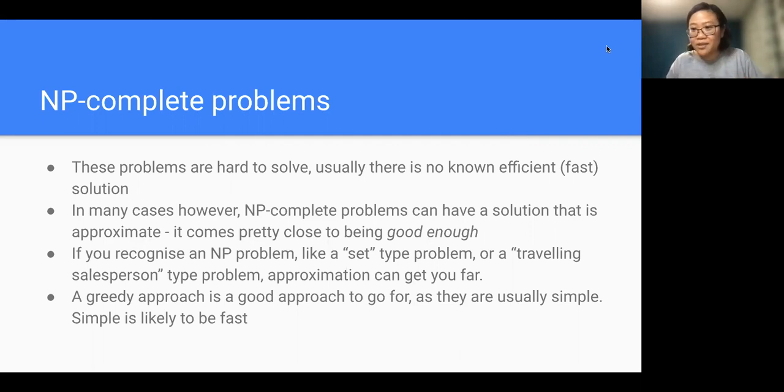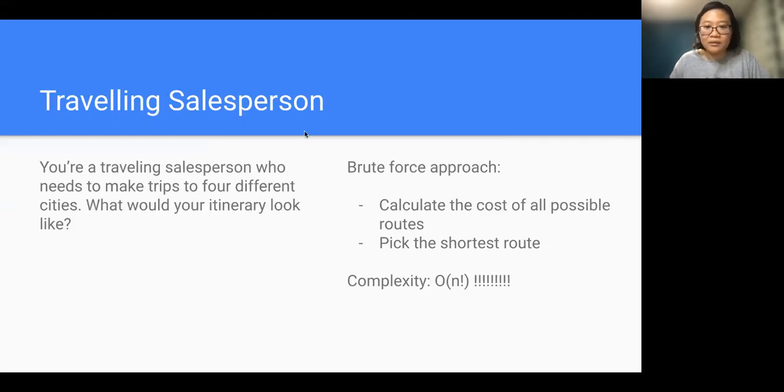And why I've been talking about this is because greedy algorithms or a greedy approach is one way for us to solve NP-complete problems. They might not be the most optimal solution, but they're good enough, meaning you have a good guess of what could be the best option without it taking ages. So let's try and understand what this means by looking at the traveling salesperson problem, right? The traveling salesperson problem is, well, you're a salesperson who needs to make trips to 4 different cities. What would your itinerary look like, right?